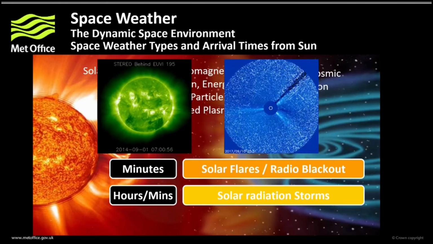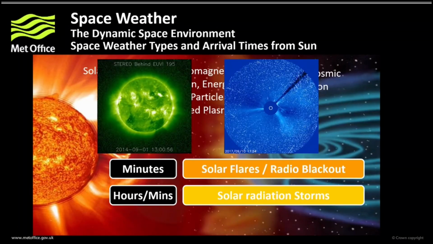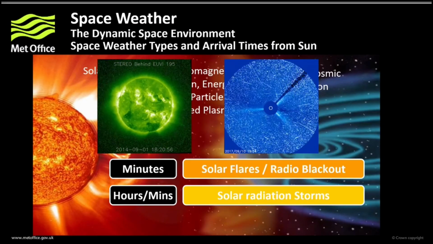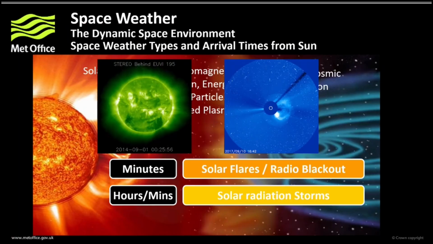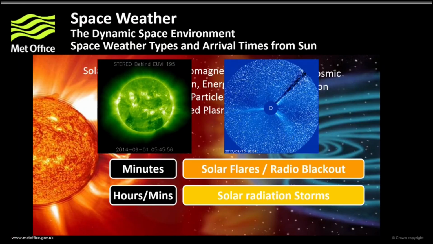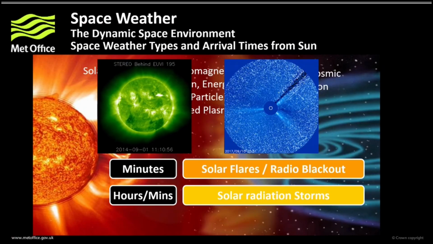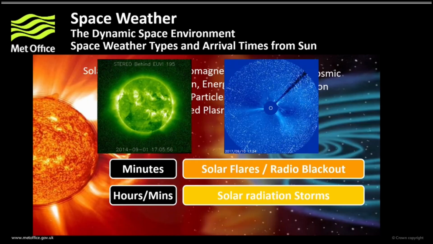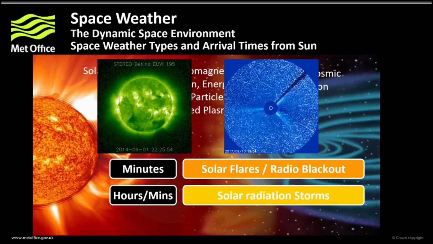Now, much of the radiation from the sun is blocked out by the Earth's atmosphere. So a lot of the time when we see a solar radiation storm, it's impacting the Earth's outer radiation belts, so where satellites orbit. I've actually got some slides about that sort of later on in this presentation.